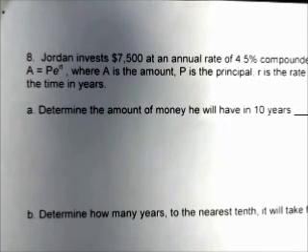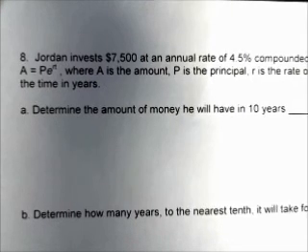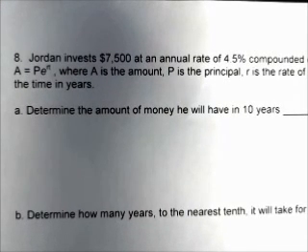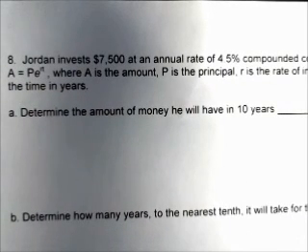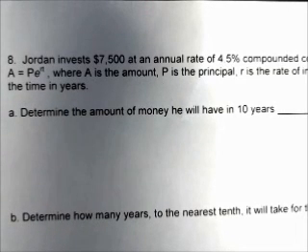Now our next word problem, we have number 8. Jordan invests $7,500 at an annual rate of 4.5%, compounded continuously. According to the formula, A equals Pe to the rt, where A is the amount, P is the principal, that's the initial amount, A being the ending amount. R is the rate of interest expressed as a decimal, and t is the time in years. Determine the amount of money you will have in 10 years.